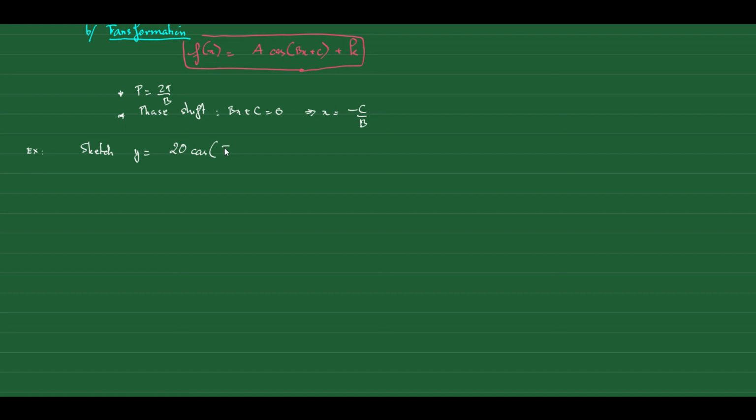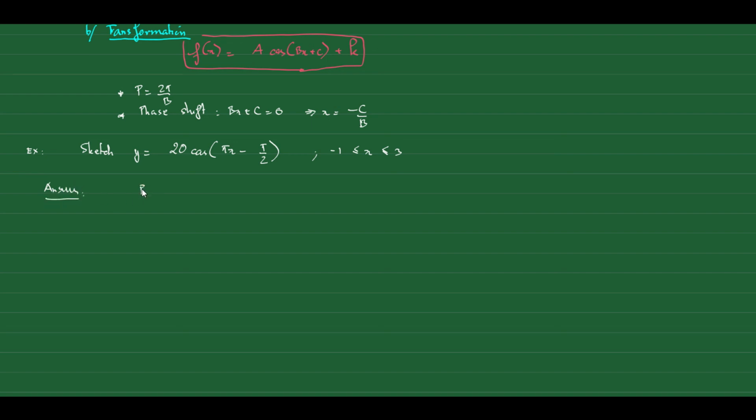Cosine of pi x minus pi over 2, and I want you to sketch between negative 1 and 3. Okay, not for one revolution. Actually, we always want to do one revolution. When we do, then we apply transformation and we put the restriction between negative 1 and 3 only.